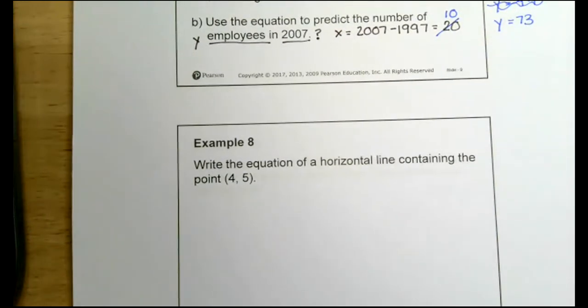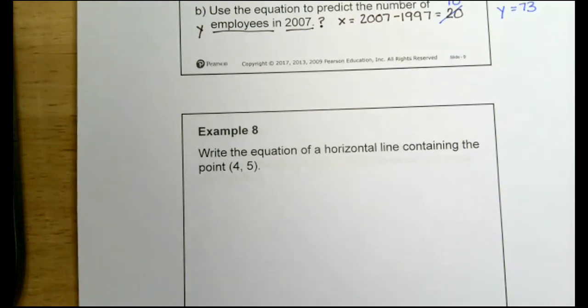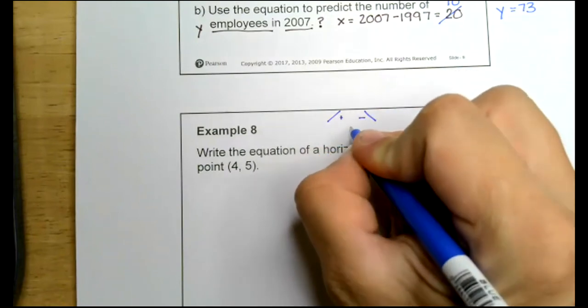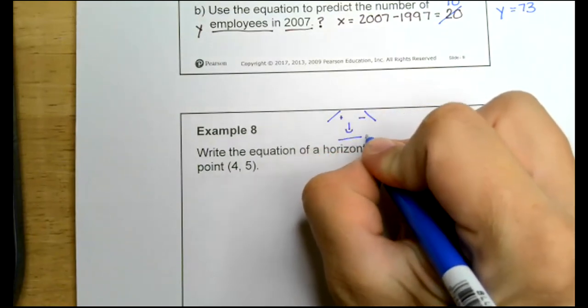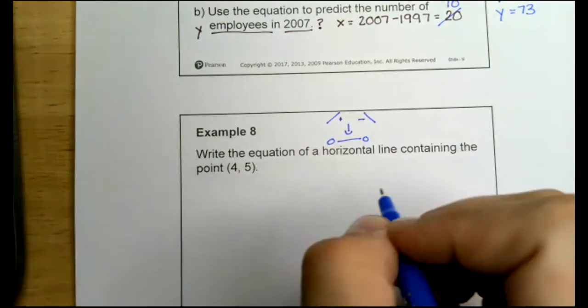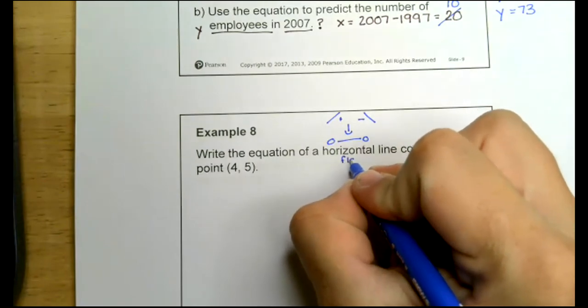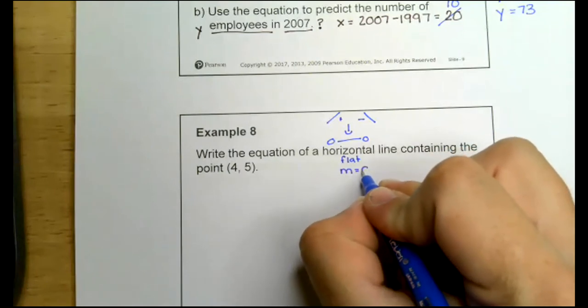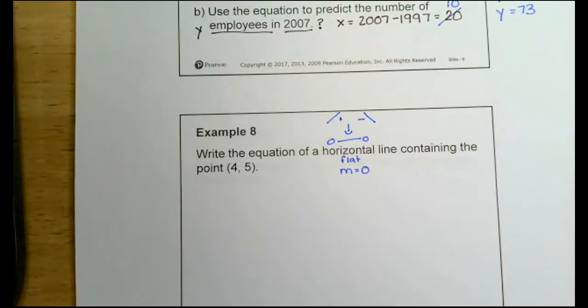Write the equation of a horizontal line containing the point 4, 5. Okay, so last class we did Mr. Slope Guy. Do you remember which of these is horizontal? Horizontal is flat. So a horizontal line will always have a slope of 0, right? And if it's horizontal, let's draw the graph.